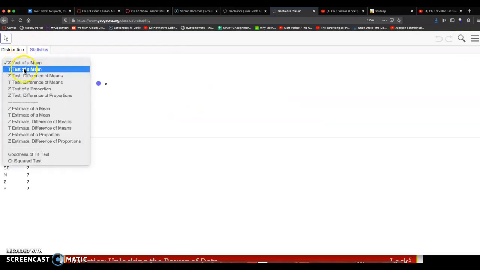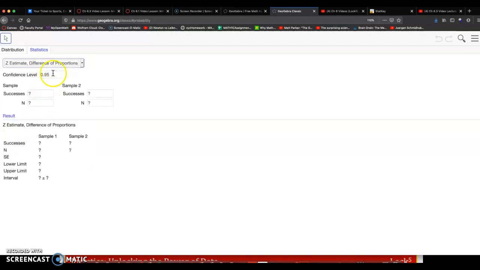So I've got z-test of a mean, t-test of a mean. So these are all hypothesis tests. So we're not going to use that because I want to do a confidence interval. And confidence intervals are all going to be estimations. So z-estimate difference of proportions. So if I click on that, I got z-estimate difference of proportions.